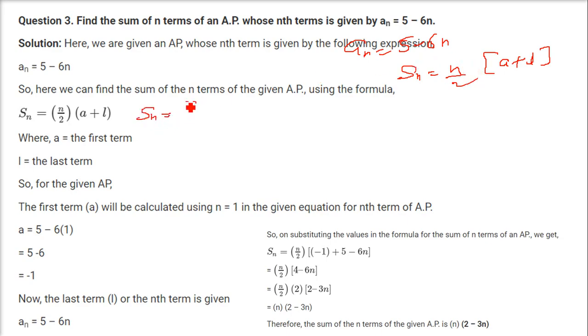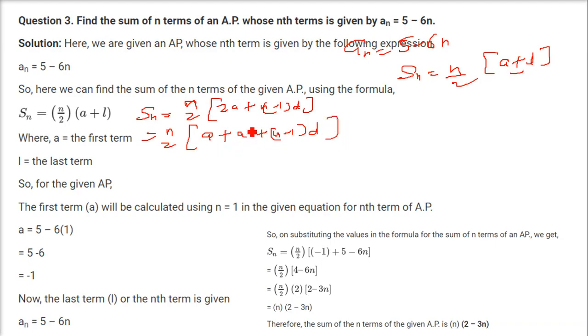Actually, this Sn equal to n by 2, 2a plus n minus 1 into d is equivalent to this only. How? It is going to be n by 2, 2a can be written as a plus a plus n minus 1 into d. Right? And this is what? This is nth term, an, which is our last term in this case. So n by 2, a plus l. This is the last term. This is how we do it. So these formulas are exactly the same.